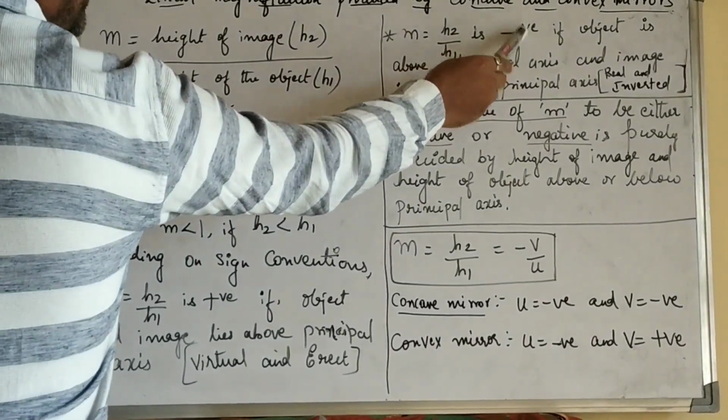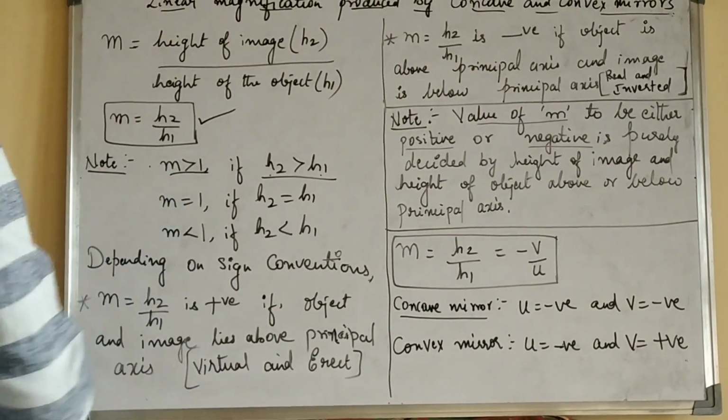Now the second, m is equal to h2 by h1 is negative. So when can you expect this ratio to be negative?